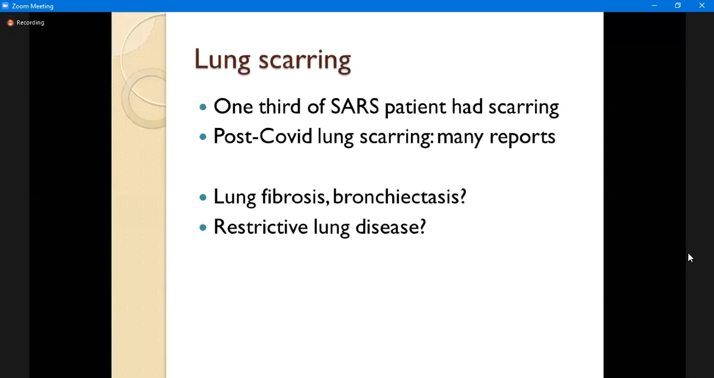The lung scarring, as I said earlier, is something people are very serious about, because 1/3 of SARS patients had scarring in their lungs, and then they continue to have symptoms. Post-COVID lung scarring people have reported, and whether this will lead to something like diffuse lung fibrosis, and then bronchiectasis, something like a traction bronchiectasis later on, and whether you will deal with some kind of restrictive lung disease due to post-COVID, no one knows. So you have to wait and see. I won't be surprised if we have to deal with patients who have restrictive lung disease due to COVID. So these patients come as a cohort.